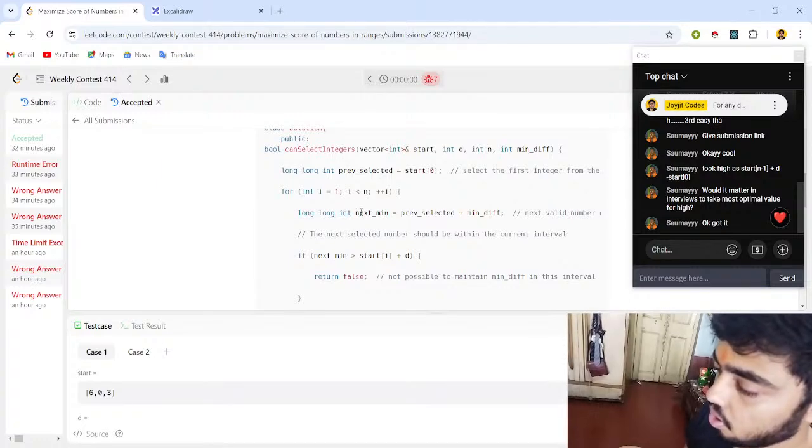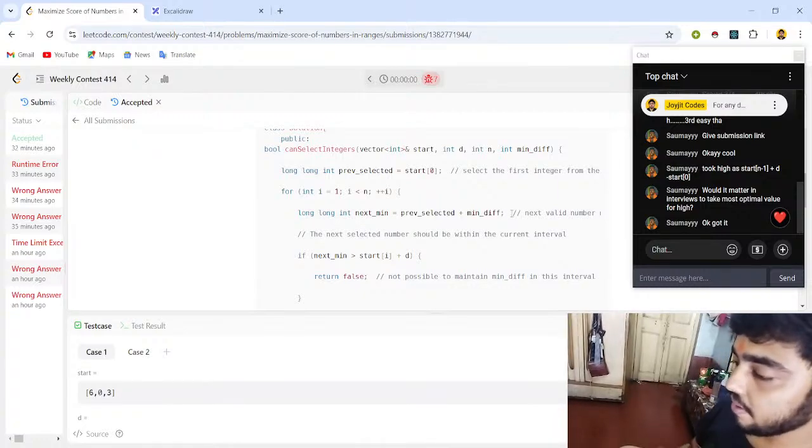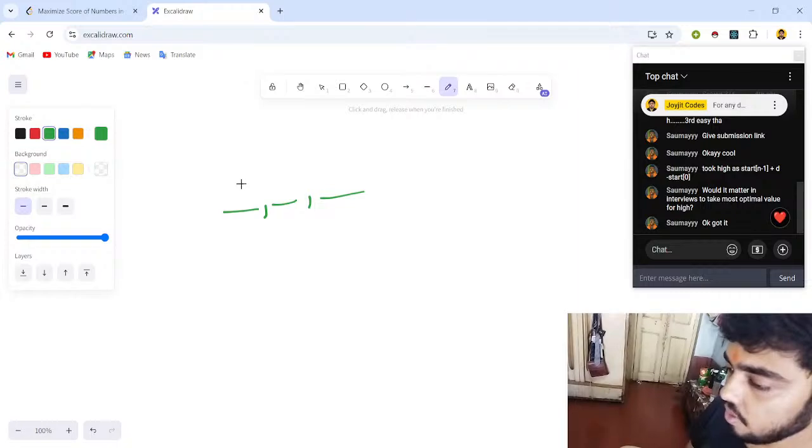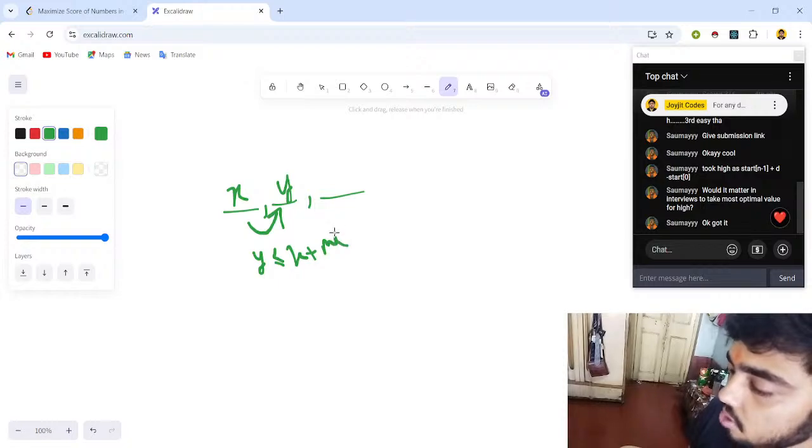Now, long end next minimum is equal to previous selected plus minimum difference. So what is the next minimum difference? Let's say you have a value of x over here and a value of, let's say, y over here. If I want to make this a valid thing, then y has to be less than or equal to x plus mid, right? You may feel that y should be less than x plus mid, right?